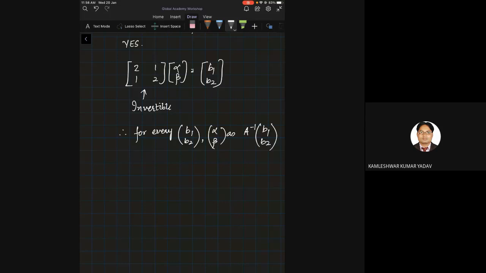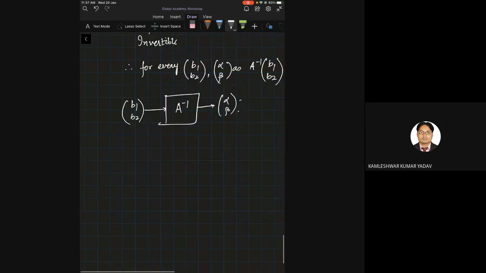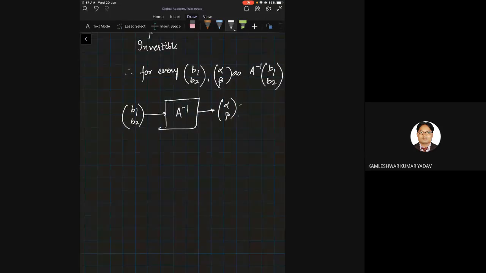That means I have this box, which is A inverse, to which I give some B1, B2. The moment I give this B1, B2 as input, this will give me some alpha, beta. If I give different B1 and B2, I will get different alpha, beta. No two values of B1, B2 will give the same values of alpha and beta. Is this clear? And that is precisely what we call a unique solution to a system of equations.